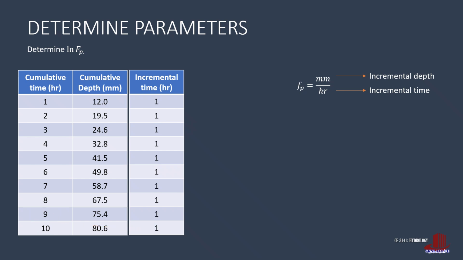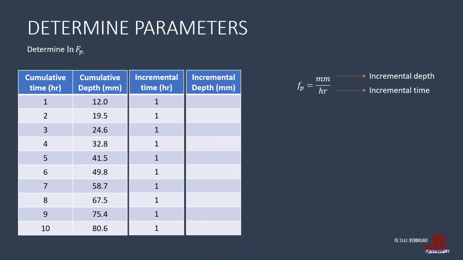Now for the numerator, incremental depth. The table we have is cumulative depth, which means we are to have another column for incremental depth, and the procedure is similar with what we did with time earlier. So take the initial depth as 12, then take the difference of the two consecutive inputs, such as 19.5 minus 12, which is 7.5, then 24.6 less 19.5, which is 5.1.